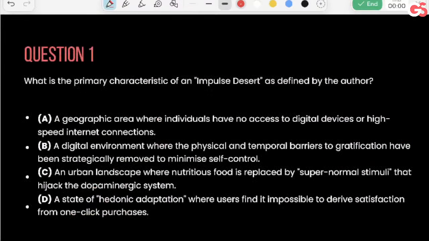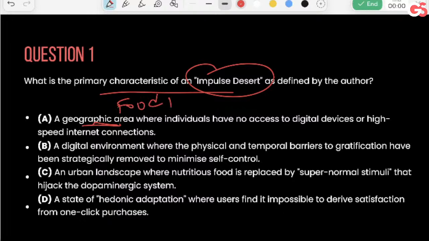What is the primary characteristic of an impulse desert as defined by the author? तो ये जो इम्पल्स डेजर्ट का प्राइमरी कैरेक्टरिस्टिक है, दैट इज बेसिकली prohibitively high cognitive costs via the removal of friction to buy something. Let's see. Geographic area वो तो नहीं है impulse desert. That was the food desert which I explained to you पहले ही.